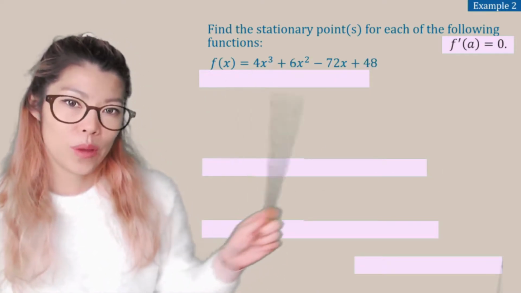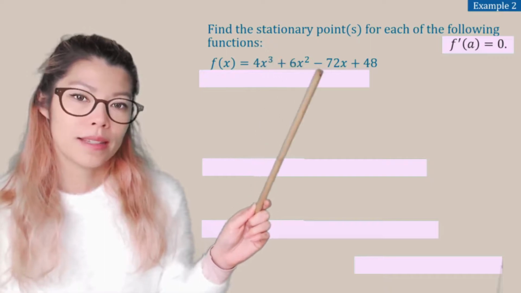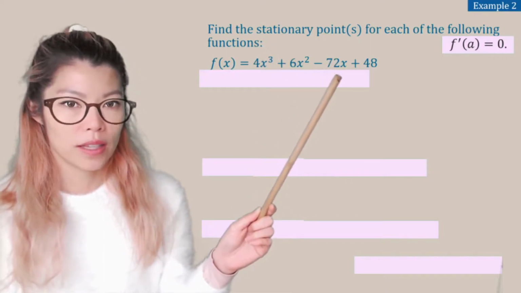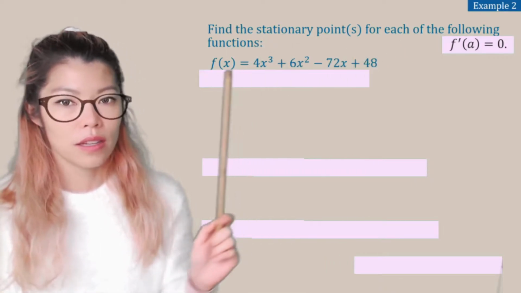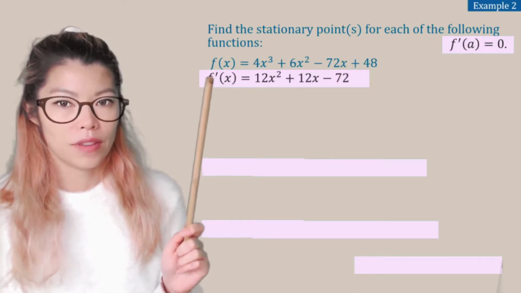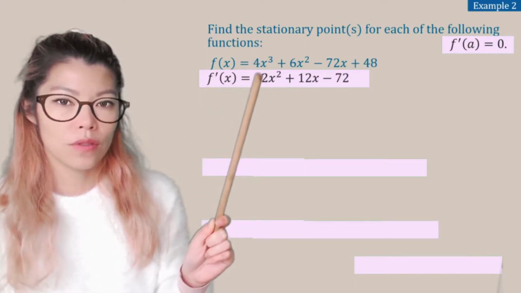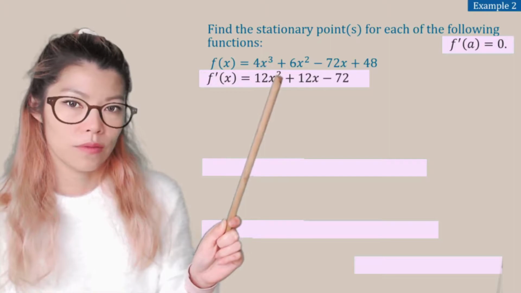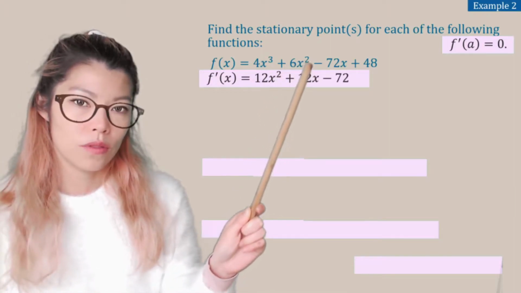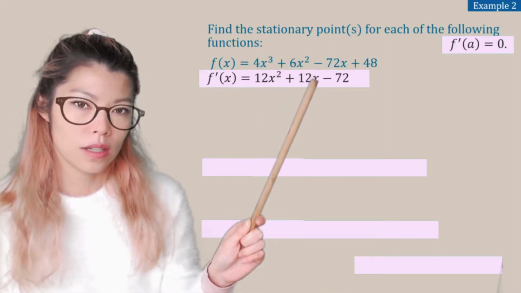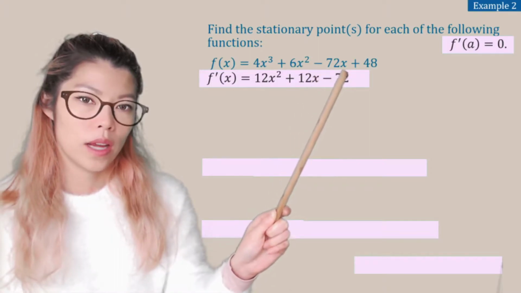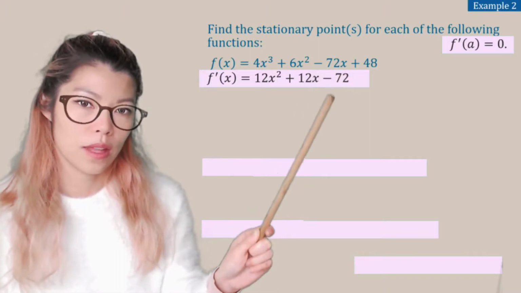What about this one when we have a cubic? 4x cubed plus 6x squared minus 72x plus 48. So again, find the derivative, f dash x. So 3 times 4 is 12, 3 minus 1 is 2. 6 times 2 is 12, 2 minus 1 is 1. So 72x becomes 72. Don't forget the minus.